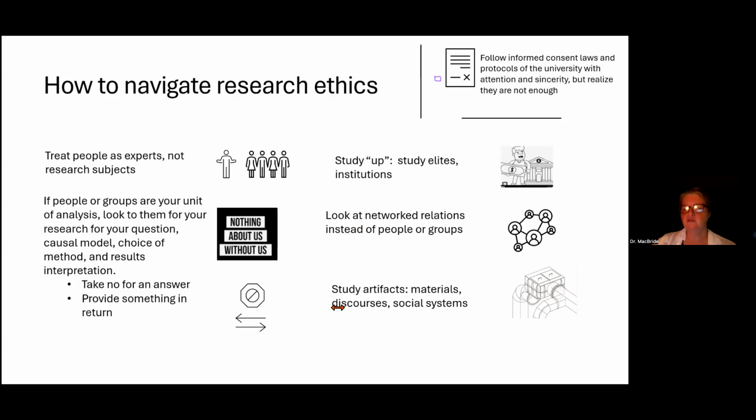And then finally, this is another thing that I do, is to study what are called artifacts. So rather than looking at people and putting them under scrutiny, you're looking at materials, you're looking at infrastructure. Also, how do people talk? What are the patterns in their discourses? And another favorite of mine, thinking about social systems, like what are social systems and subsystems at play here, and how are they structured? And that gets into systems theory.